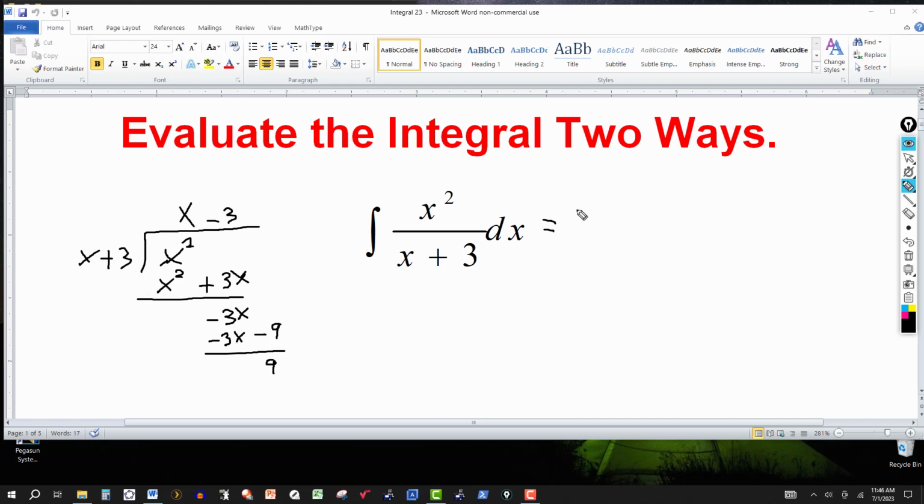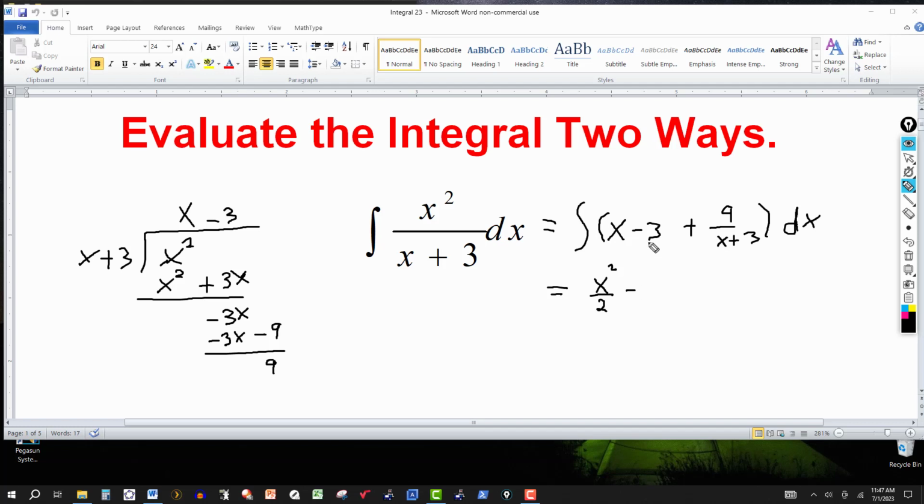So I can rewrite the integrand here as the quotient, which is x minus 3, plus the remainder, which is 9, over the divisor. So this is just another way to express the integrand. And then we can integrate here term by term. The integral of x with respect to x is x squared over 2. Add 1 to the exponent and divide. Get x squared over 2.